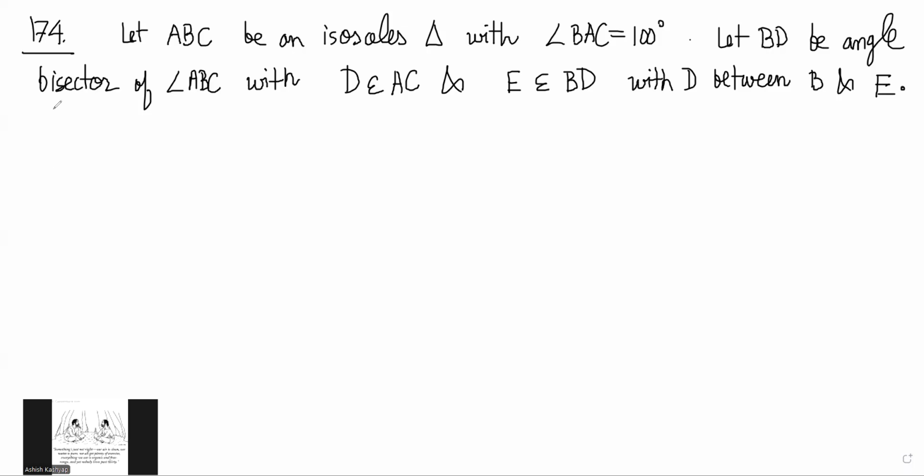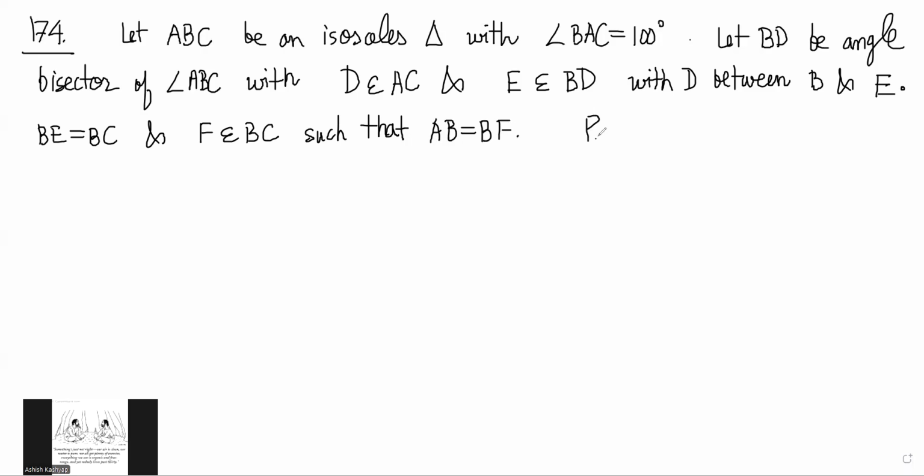Now they have given BE is equal to BC and F belongs to BC such that AB is equal to BF. And you have to prove that AC is perpendicular to EF. Okay, this is Romanian Math Olympiad 2017.